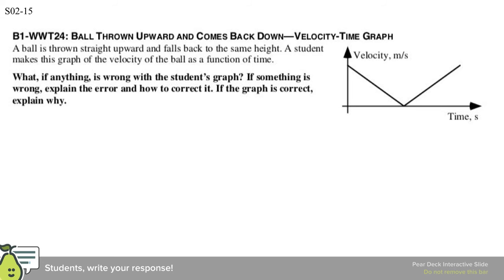This is an error. The ball is thrown straight upward and then falls back downward, so it will come to rest when it reaches the highest point. In other words, if we sketch what's going on here, somebody throws the ball and it goes up and comes back down. At this moment, it's at rest. So the velocity has to cross the t-axis, which it does right there.